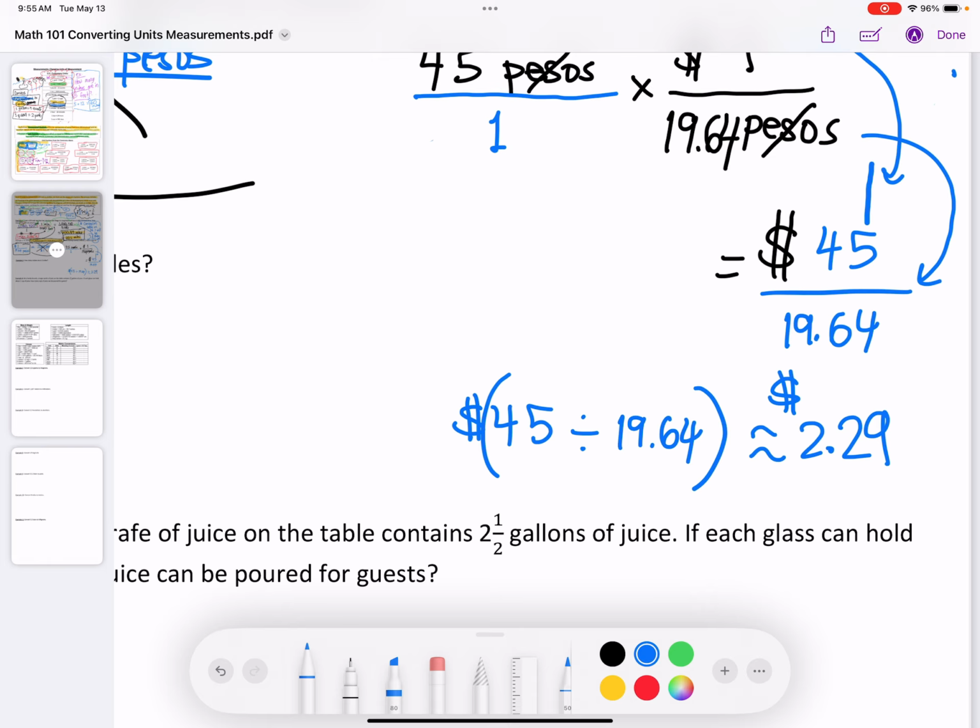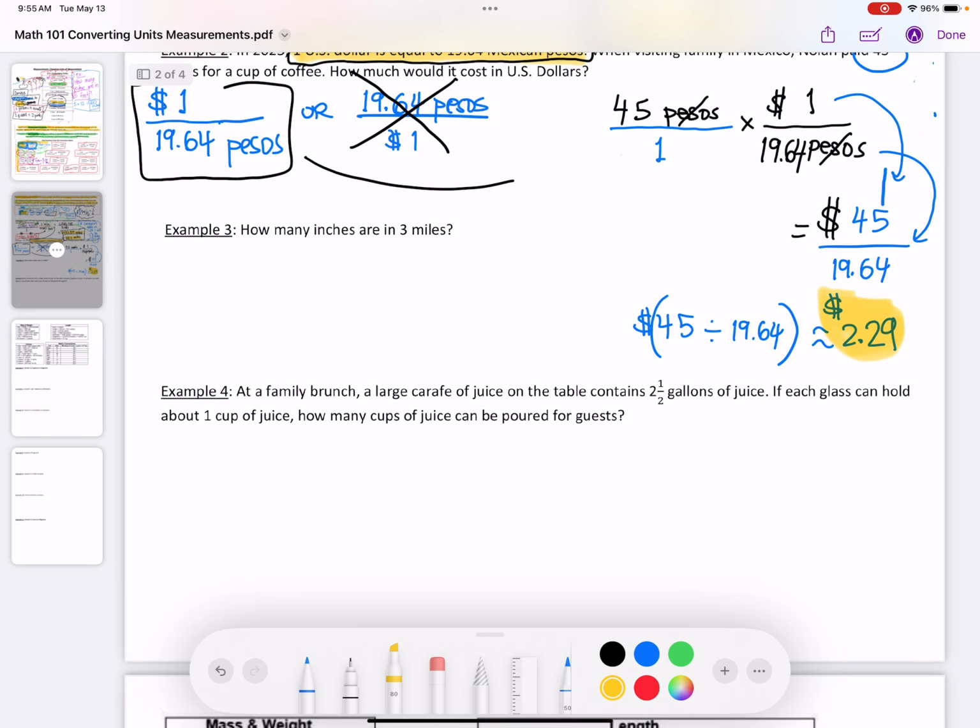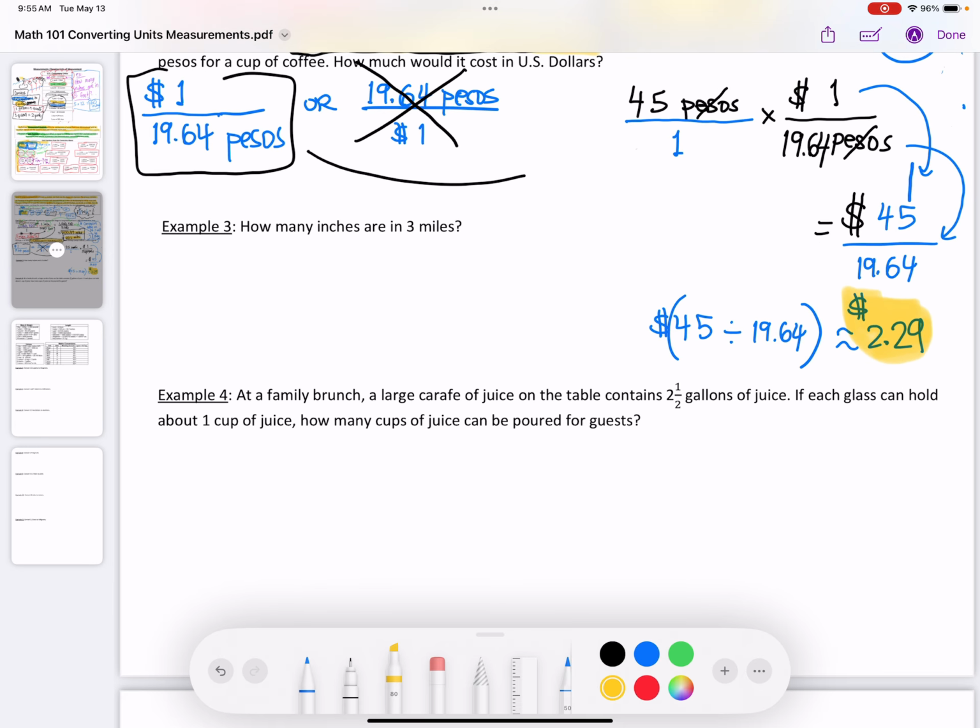And then at this point, usually I forget why I was doing that again. What did that represent? Oh yeah, that's the cost of a cup of coffee. That's pretty good actually. If someone said, here, I'll give you a cup of coffee for $2.29, that's a pretty good deal. Good job, Nolan. You got a good deal. Anyway, interesting. I like coffee.